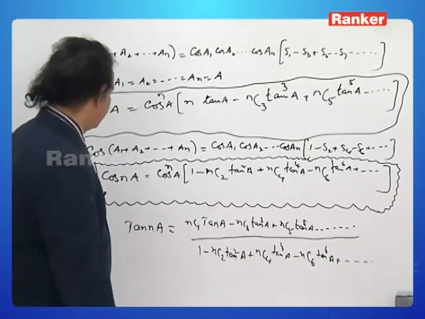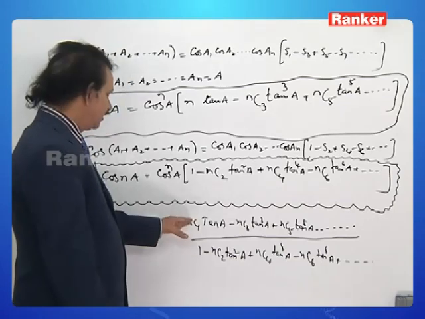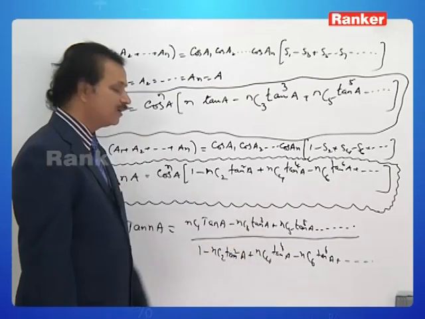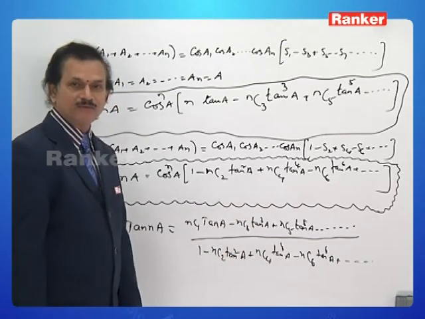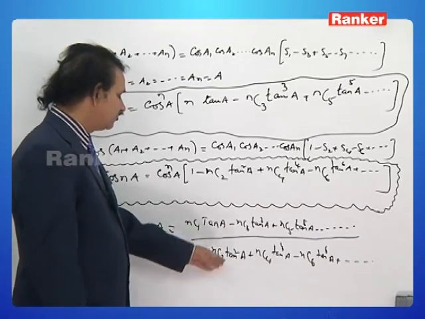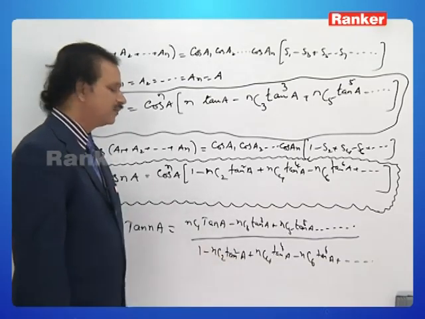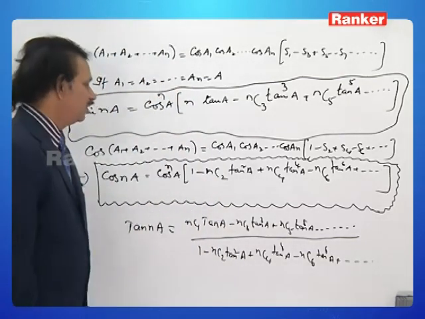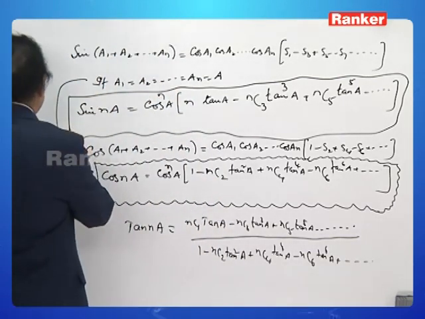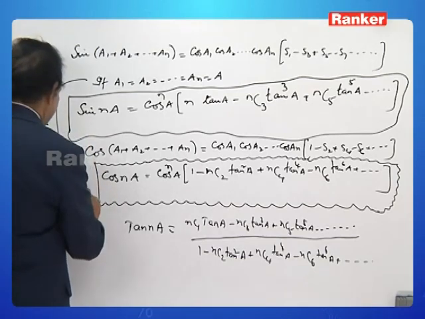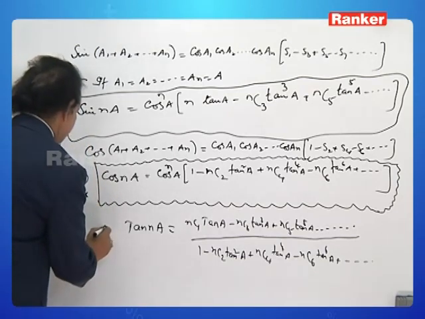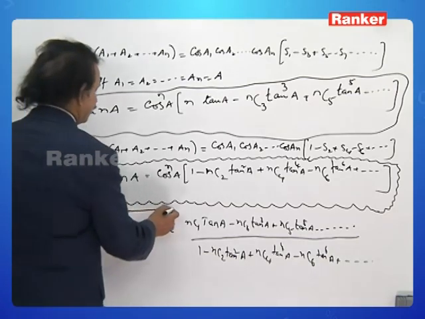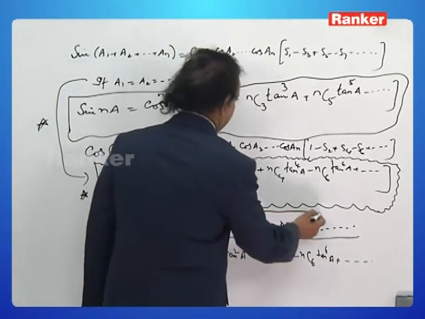You can. Tan 3A is equal to 3C1 is 3. 3 tan A minus 3C3 is 1, tan cube A. 3 tan A minus tan cube A by 1 minus 3C2, 3 tan square A. Absolutely correct. Therefore, this is the first formula, this is the second formula, and this is the third formula. Both sin nA and cos nA are made use of to have tan nA.